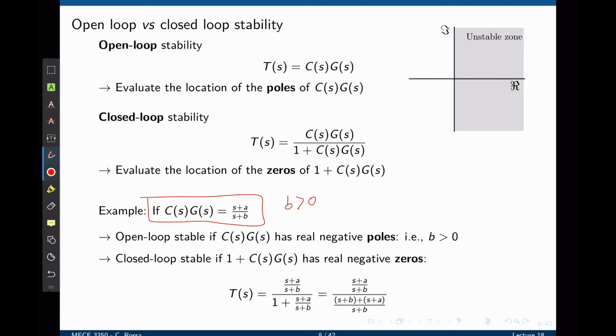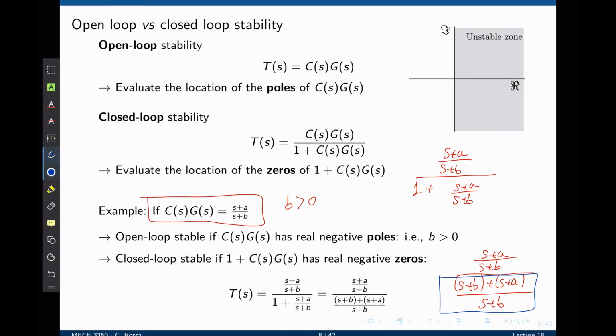If we now look at the closed loop system, the transfer function becomes (s + a)/(s + b) divided by 1 + (s + a)/(s + b), which can be simplified to (s + a)/(s + b) divided by (s + b + s + a)/(s + b). This part of the transfer function is the characteristic equation, and this is the entire transfer function. So the stability condition can be stated as: the closed loop transfer function must have poles with negative real parts, or the characteristic equation in blue must have zeros with negative real parts.